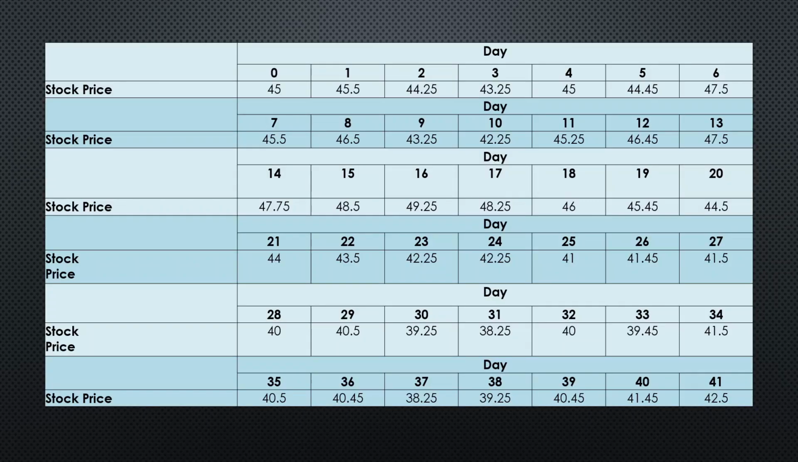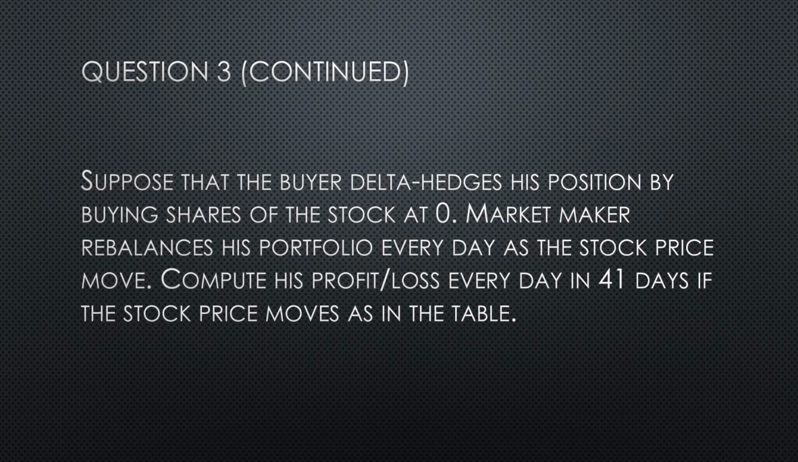Continuing, we will have the table of 41 days in total, with each day corresponding to each individual stock price. So now, the buyer wants to delta hedge his position by buying shares of the stock at 0. So the market maker will now rebalance his portfolio every day as the stock price moves. So now we have to compute his profit or loss every day in 41 days if the stock price moves as in the table.